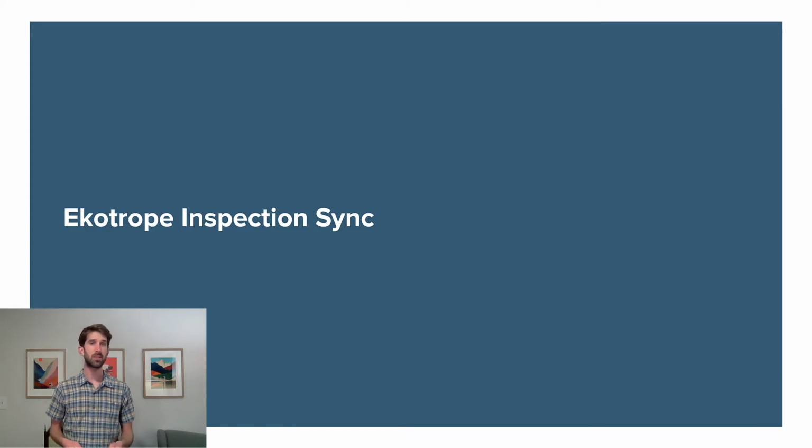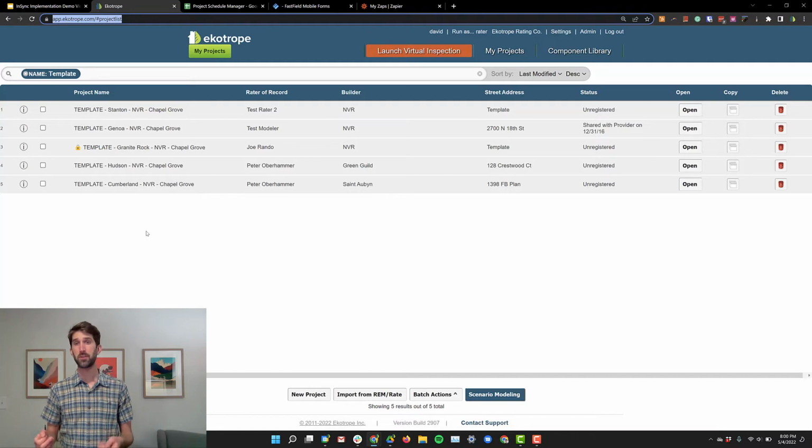All you need to do is set up your inspection app to record minimum rated features, the same way they are recorded in Ecotroph, and then use Inspection Sync to connect the two softwares. First, I'm going to show you our tools. The first tool is Ecotroph.